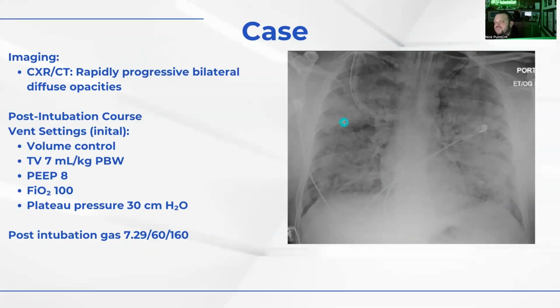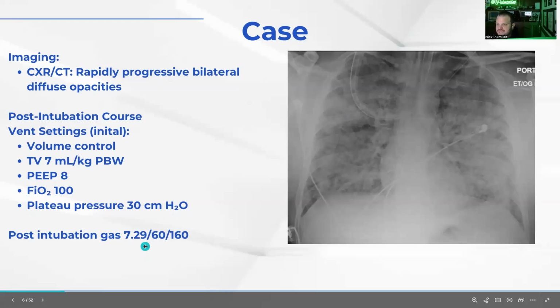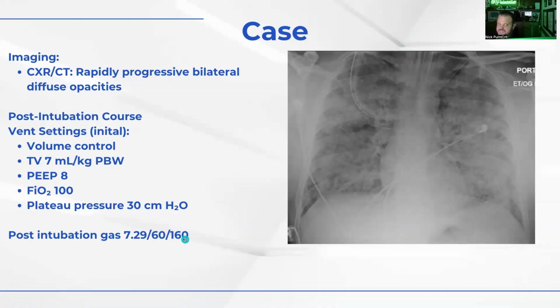So you intubate him. His initial post-intubation settings are volume control, tidal volume of 7 ml per kg of his predicted body weight, PEEP of 8, FiO2 100% just initially, plateau pressure of 30 when you measure, and his gas on these settings is 7.29, 60, and PaO2 of 160. And this is with a respiratory rate where he's not going to auto-PEEP, so maybe like a rate of 20 or something.